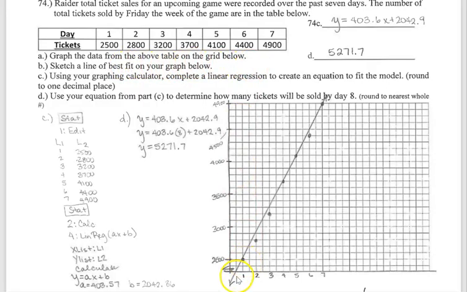Now, you can make your scale anything you want to. So down here, I was counting by halves. You could have counted by ones or fourths or whatever you want. You just have to be able to get 1 through 7 on there. And then over here, I've got to make it all the way up to 4,900. So definitely not counting by ones or twos, right?